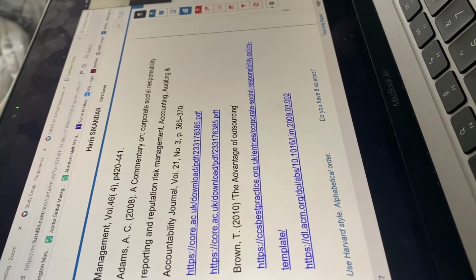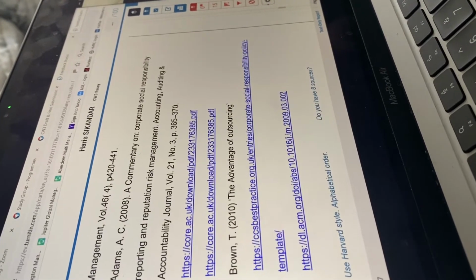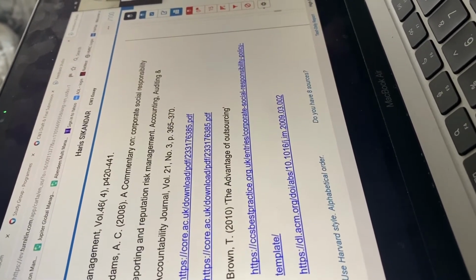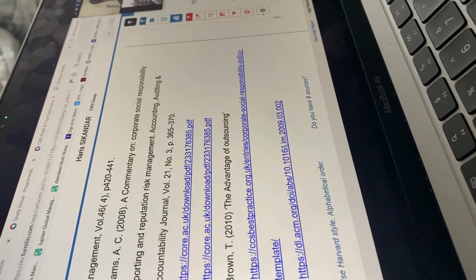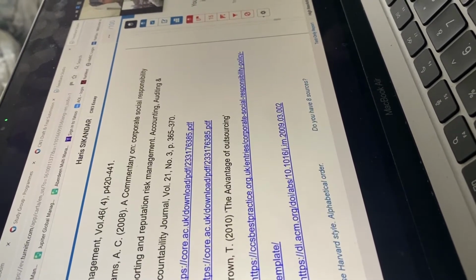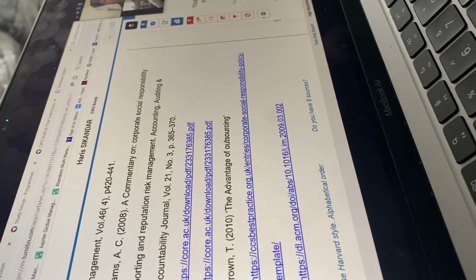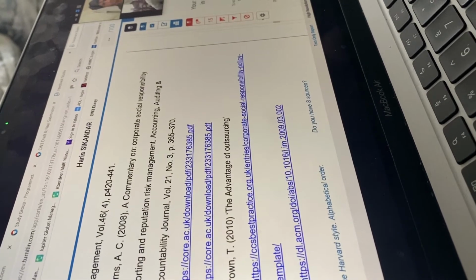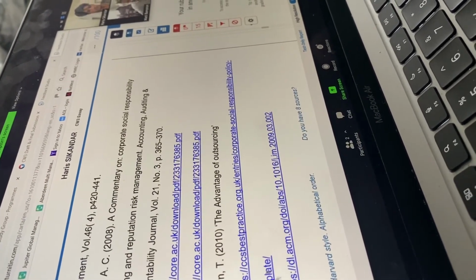Organization, it's not clear because it goes all over the place. Look at things that aren't relevant as well. Paragraphs: no clear paragraph structure. You need topic sentences.